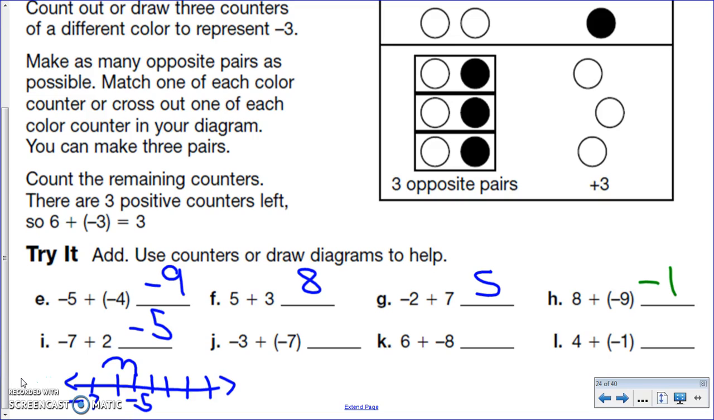For J, we have -3 plus -7. Now, if we're using the dots, we draw out 3 black dots and 7 more black dots because both numbers are negative. So in this case, we can ignore the sign for a moment. So 3 plus 7 is 10. -3 plus -7 is -10.